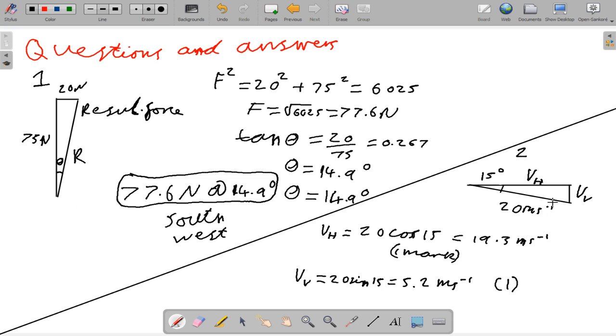So now we'll move on to part 2. 15 degrees at the horizontal with VH and the velocity there. So to work out VH, we would do 20 cos 15 to equal 19.3 ms^-1. That's 1 mark. And for the vertical velocity, it will be 20 sine 15, which is 5.2 ms^-1. And that's all you need to do. A well-labelled diagram like that and your two calculations written out clearly would give you the 2 marks.